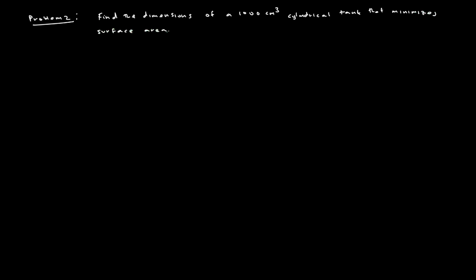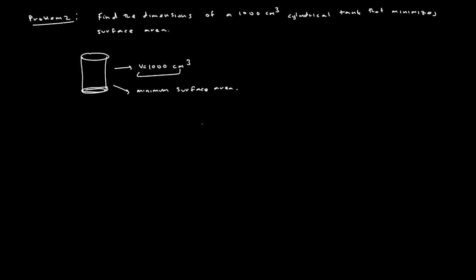So in this optimization problem, we're given that we want to make a cylinder, or a right cylindrical tank. So we have a tank that looks like this, right? It's a cylinder, and the volume of that tank is equal to 1,000 centimeters cubed. And we have to achieve this volume by minimizing the surface area. So how do we get this volume with the minimum surface area? And that's the gist of the problem, right?